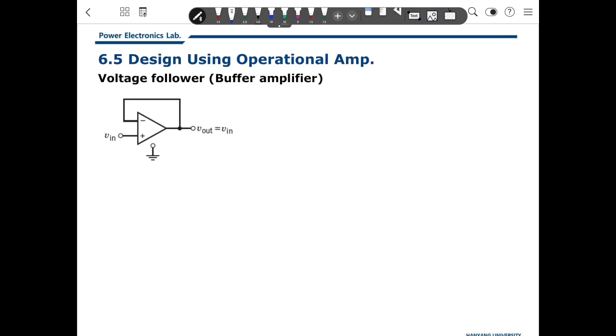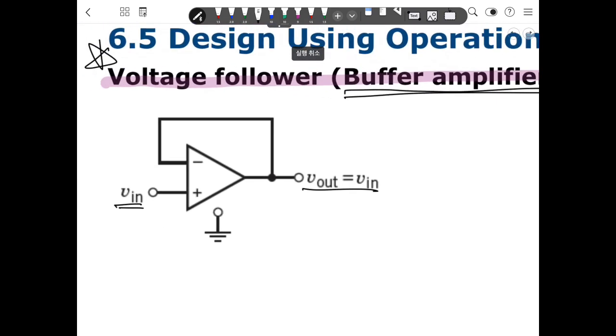Then this is a voltage follower. It's a very useful circuit. If you need a buffer, then you will use this circuit very well. It is very frequently used, and is named the voltage buffer amplifier. The input and output have the same values. Done here.